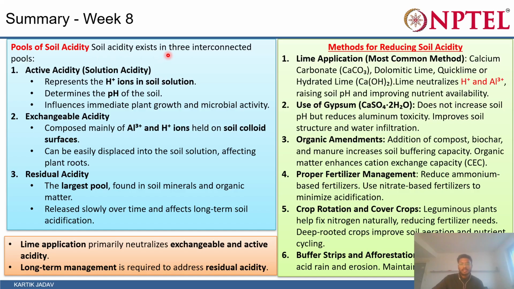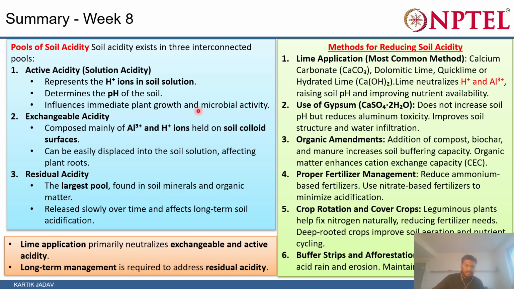Soil acidity exists in three interconnected pools: active acidity, exchangeable acidity, and residual acidity. Active acidity is like solution acidity. It represents the H+ ions in the soil solution and determines the pH of the soil. It basically influences plant growth and microbial activity.